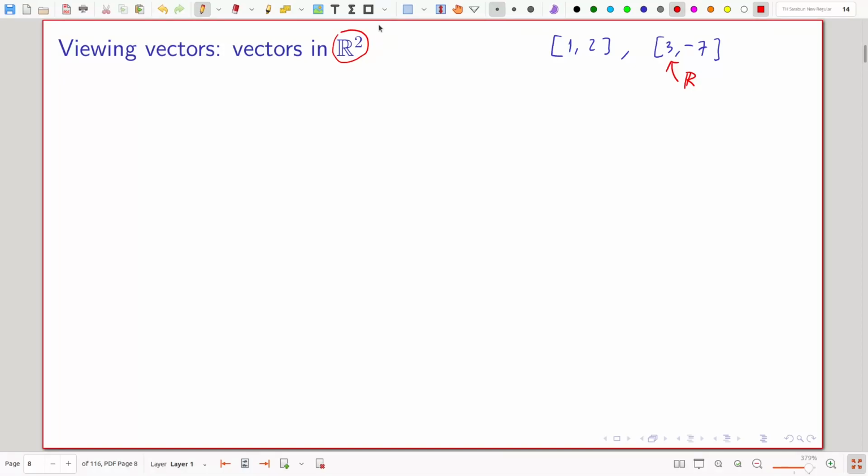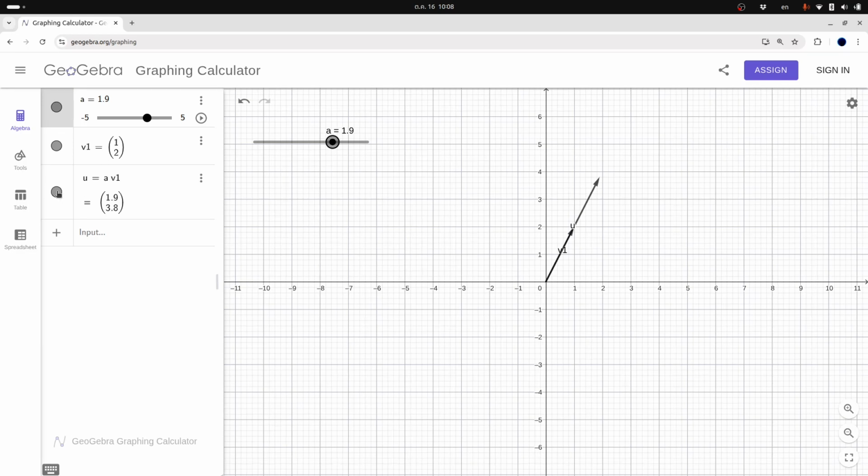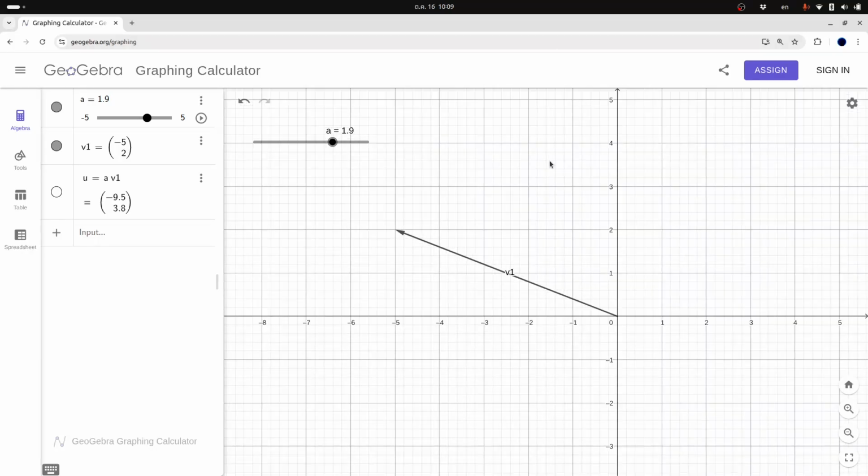You can view it like this. So let's take a look. I have vector v1 here. This is 1, 2. You can swap the coordinates, that would be fine. But this is 1, this is 2. You can edit it, say minus 5 to be that. Let me zoom in a little bit. Okay, so this is our vector.